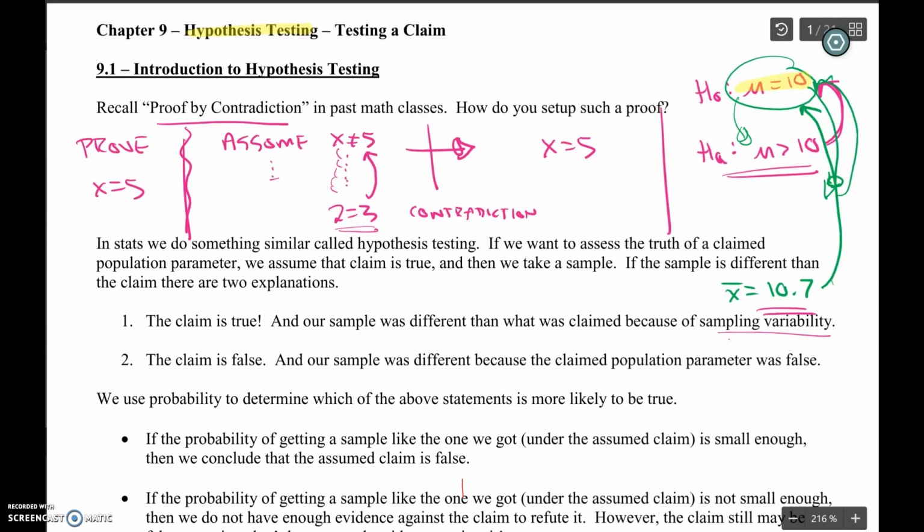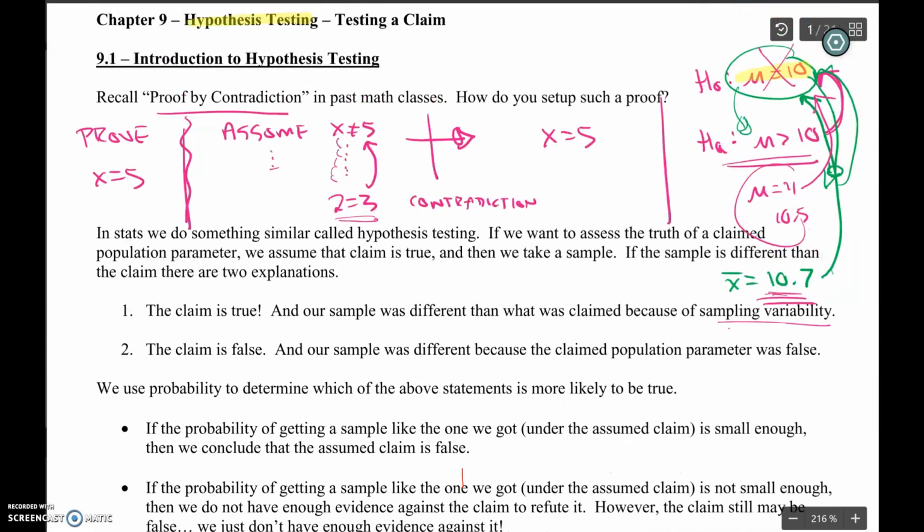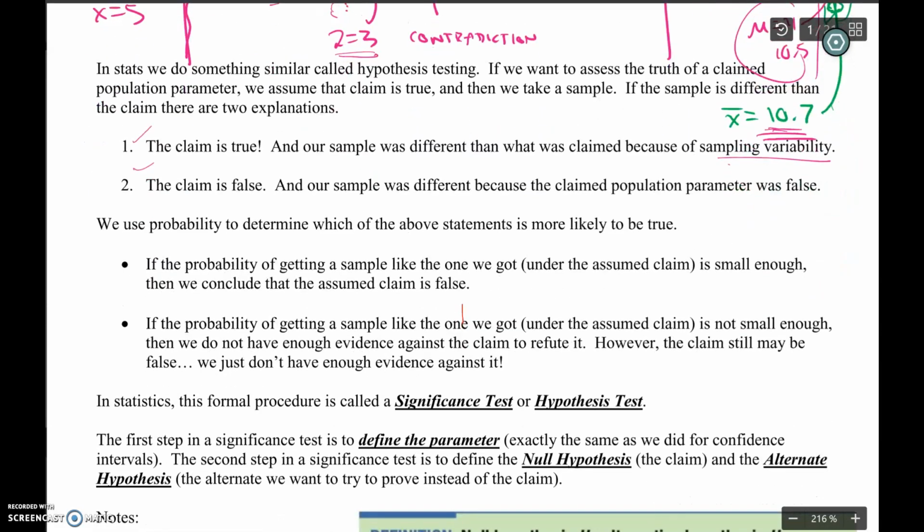The other explanation is that the mean is not 10, and the reason I got this was because the mean is bigger. Now maybe not 10.7, maybe it's 11, or maybe it's 10.5, but it's happening because it's bigger than 10. So we're going to use probability to determine which of the statements is more likely to be true. We're never going to know which one of these is true. We're going to use probability models to determine whether explanation 1 or 2 is perhaps correct.